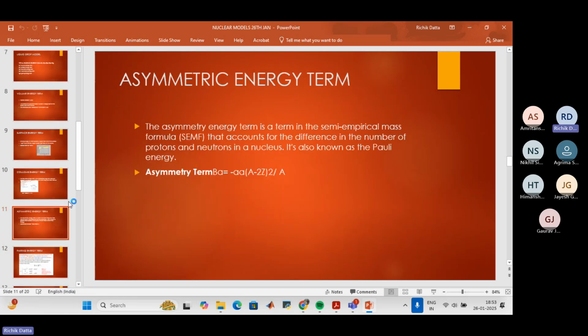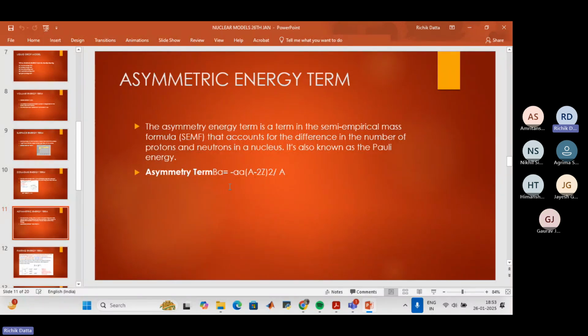Okay, so this is all about the Coulomb energy term, and this is the asymmetric energy term. The asymmetric energy term accounts for the difference in the number of protons and neutrons. This is known as the Pauli energy. That means the asymmetric energy basically measures the difference between the number of protons and neutrons in a nucleus.